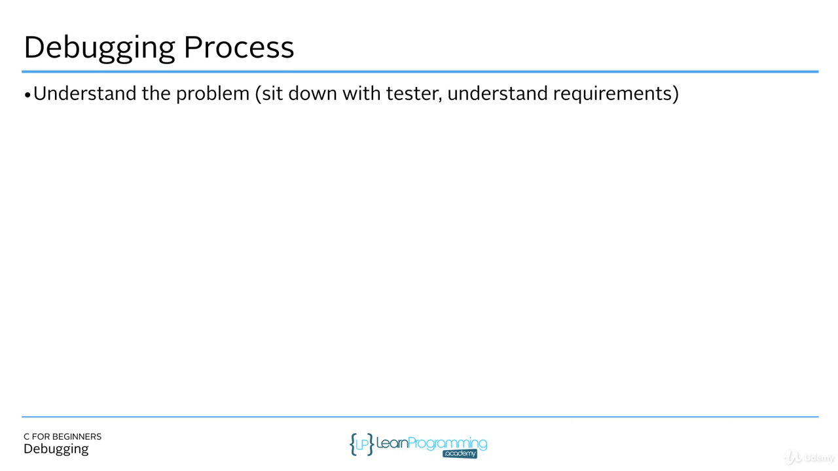The debugging process. The first thing you have to do before you can find and fix any error is understand the problem. This relates to not just diving in and starting to look at the code. Sit down with the tester, understand the requirements, understand what's going on. Because if you don't understand what's going on, you shouldn't even attempt to solve it.